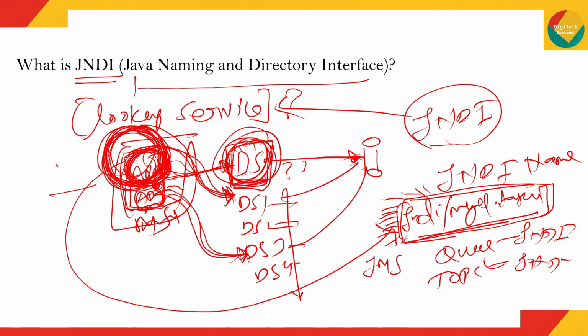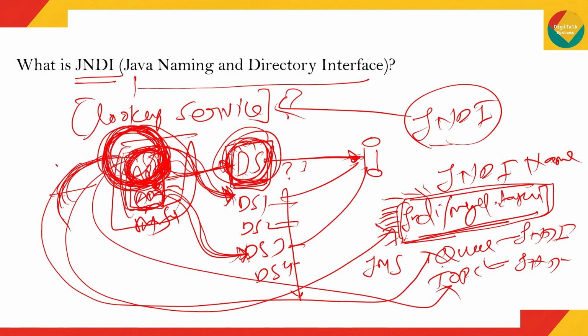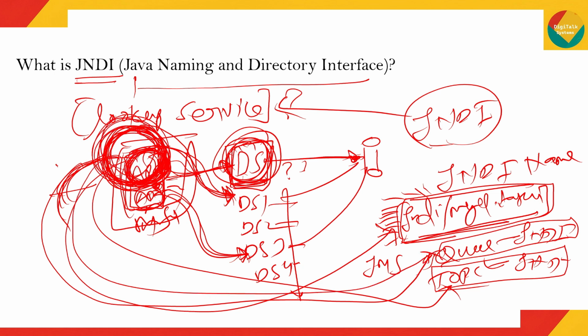JNDI name. So if my application needs connectivity with JMS, where it wants to store some message in a particular queue or maybe in a particular topic, then the respective JNDI of the queue or the respective JNDI of the topic, I need to define in my code. With the help of this JNDI, my application can contact the respective queue or topic.